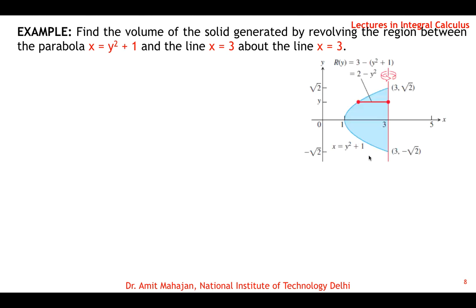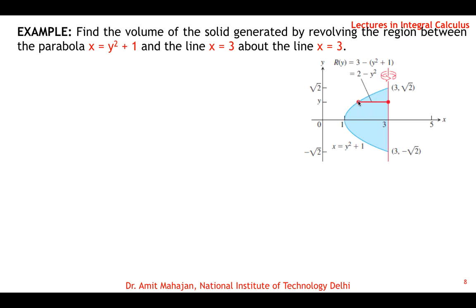You can see that the line x equals 3 is here, and the parabola is x equals y square plus 1, which is this parabola. The region bounded between these two is this region. This region is rotated about the line x equals 3, about this line. So this line is part of the region.